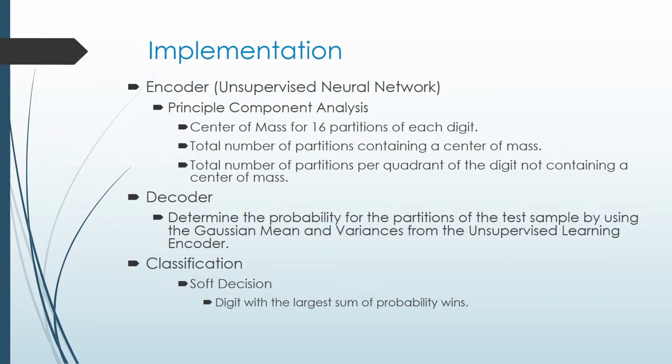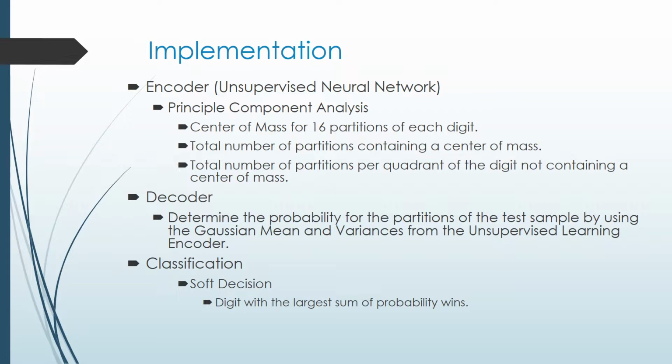So the encoder, it's going to look for 16 partitions of the digit. It's going to do so by first finding the center of mass of the digit. Relative to that center of mass, it's going to implement a grid, finding the center of mass of the 4 quadrants. It's going to repeat that process for each quadrant, and it's going to break up each quadrant into 4 partitions. So 4 times 4 is 16 partitions total for the digit, and the center of mass in each of those partitions is going to be used to develop a mean and variance for each partition that has a center of mass. There is also going to be a mean and variance representing the total number of partitions with a center of mass for each digit, as well as a mean and variance per quadrant for the number of partitions without a center of mass.